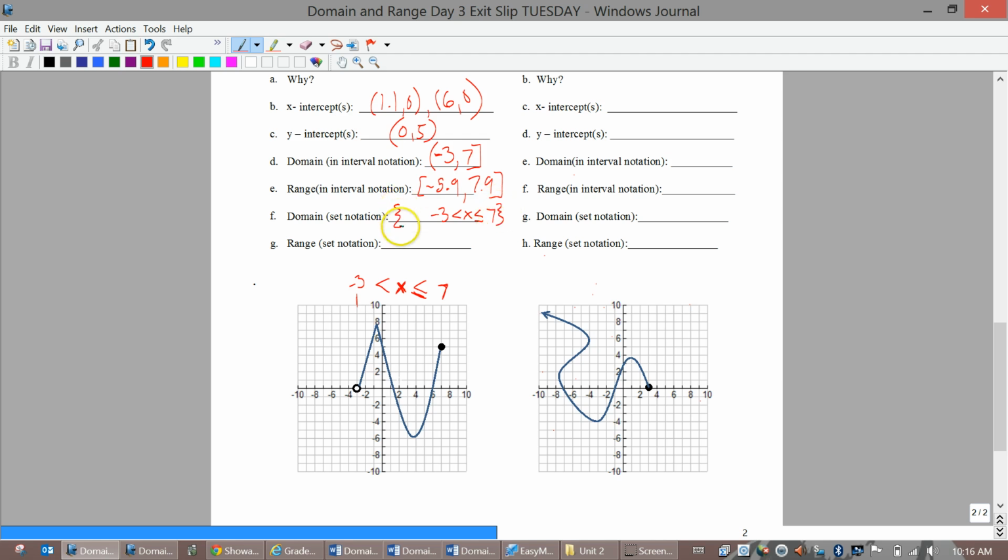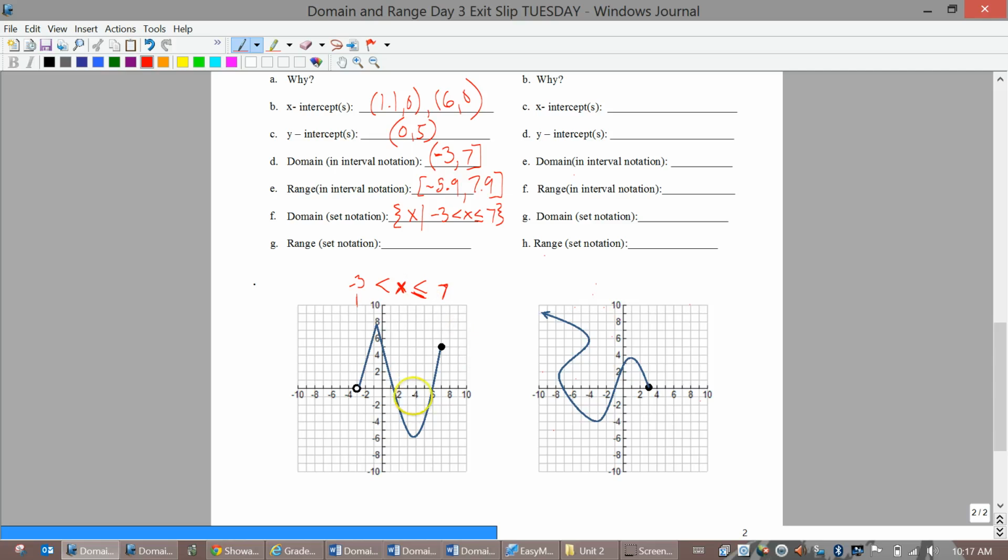Drop some squiggly brackets around it. We need to declare in set notation that x is our variable. So essentially what the set notation for this domain says is we have a variable x such that -3 is less than x, and x has to be less than or equal to 7. It's kind of wordy. It's easier to just write this.